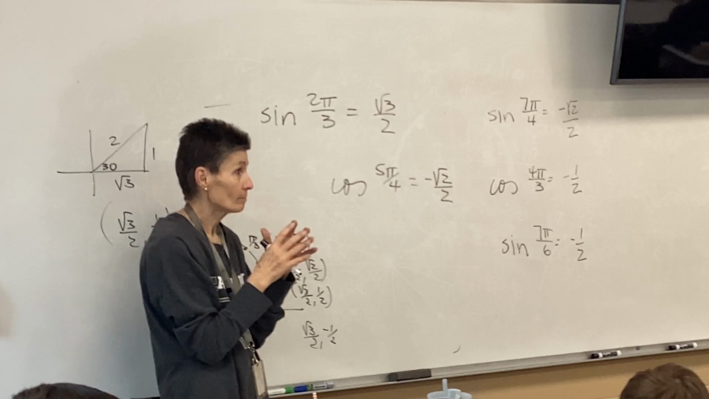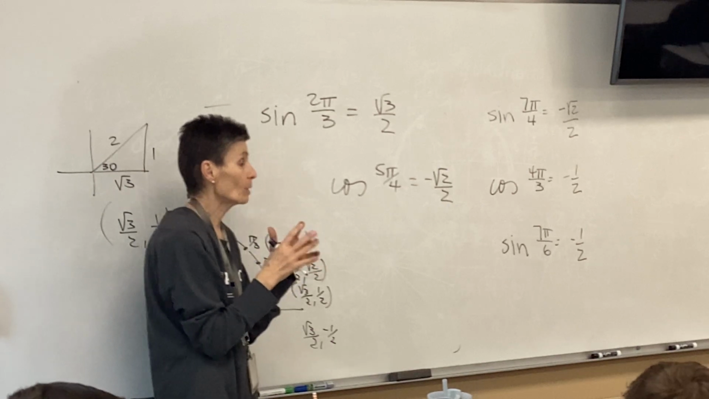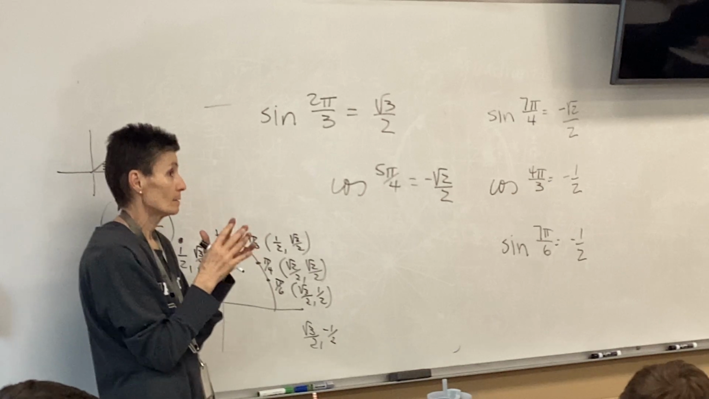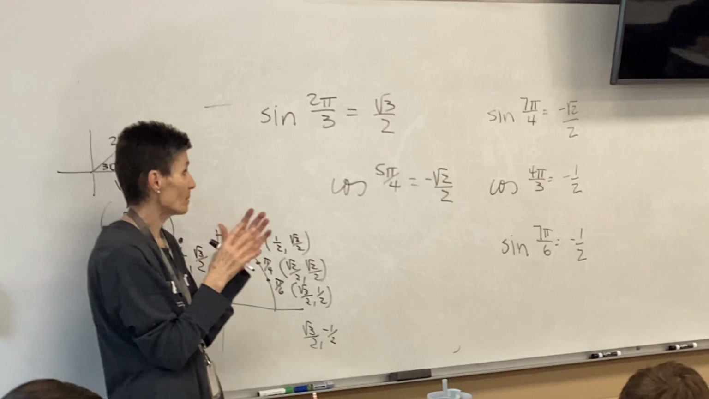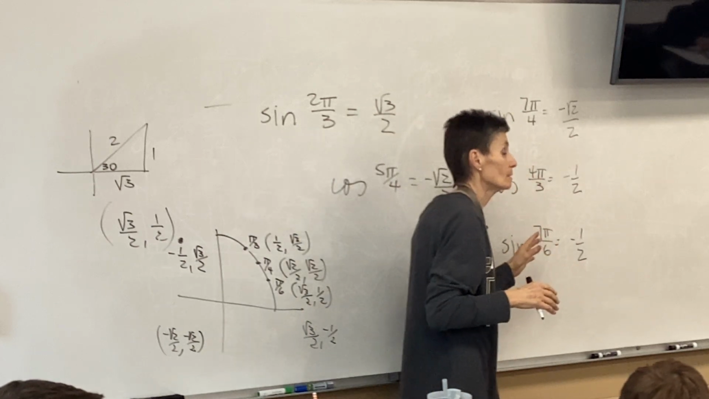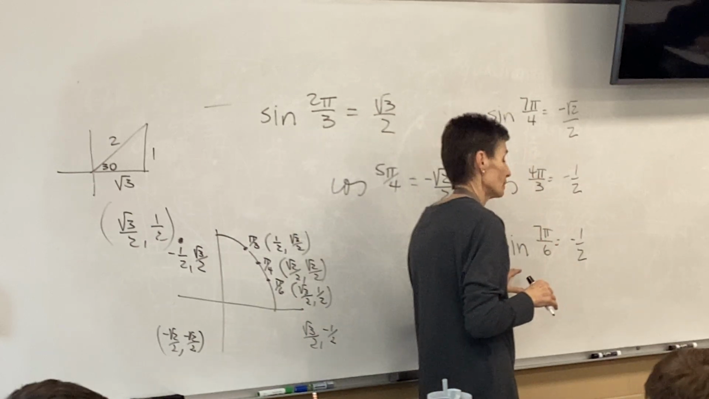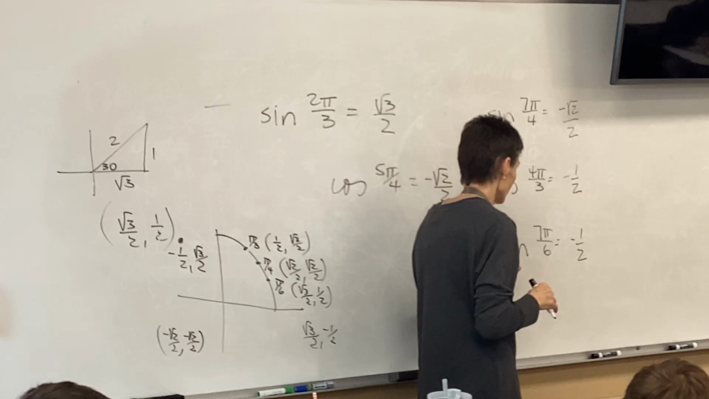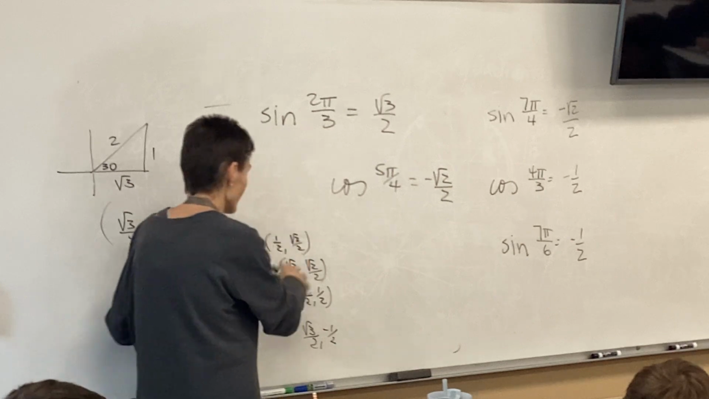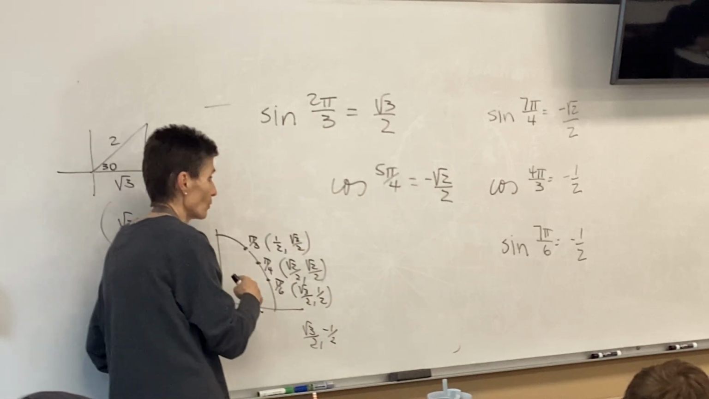That's what you got? No? Xander? Did you miss something? That one, bottom right one, I got negative root 3 over 2. This one? Yeah. Okay, so let's go back to what he drew for us, our unit circle.